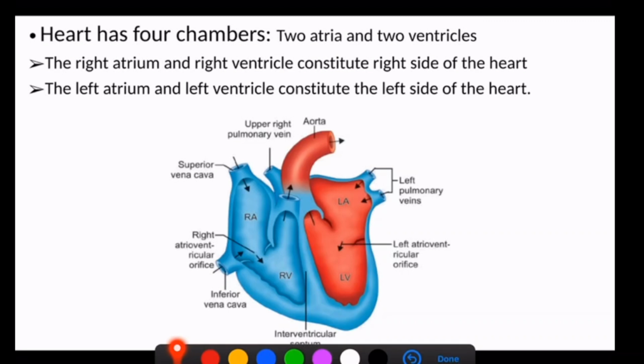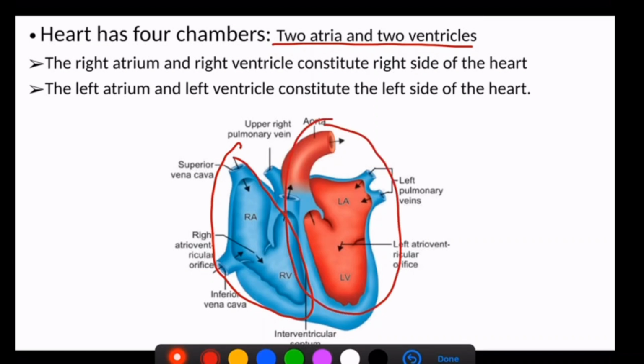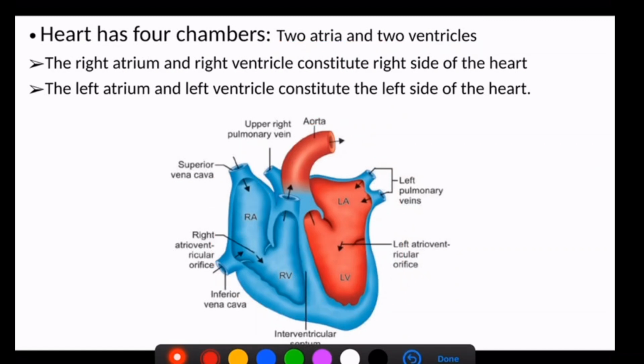The heart has four chambers, two atria and two ventricles. Here you can see the right side of the heart and here is the left side of the heart. This is the right atrium, this is the right ventricle. And here is the left atrium and here is the left ventricle. The right ventricle pumps the blood into the pulmonary circulation. The left ventricle pumps the blood into the systemic circulation.